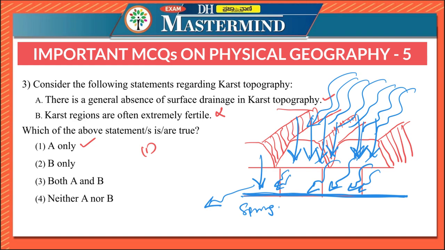So karst regions are not extremely fertile. Karst regions are often barren, and at best carry a thin layer of soil. The porosity of the rocks and absence of surface drainage make vegetative growth difficult here. Therefore, they are not extremely fertile. Limestone can usually support only poor grass and short turf.